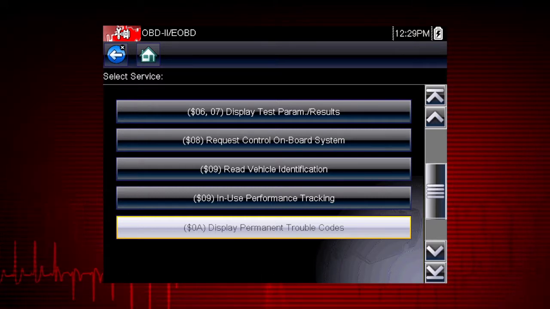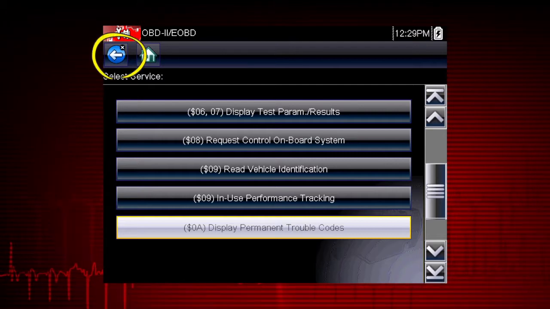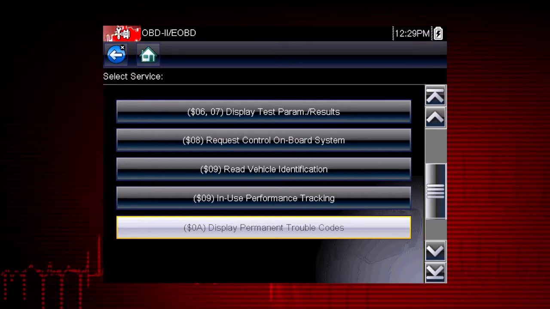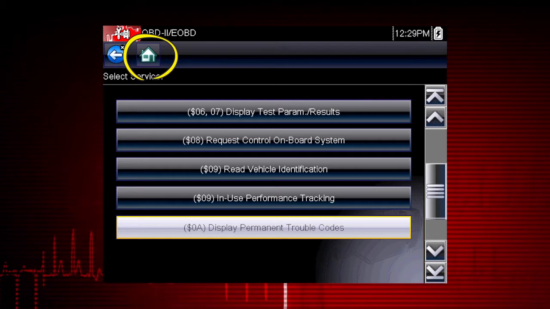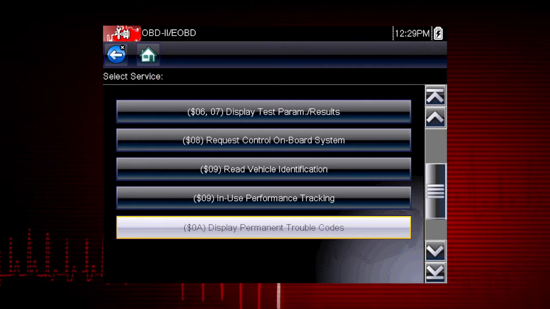Remember, for easy navigation, you can use the back icon at any time to step back one screen and the home icon as a shortcut to the main menu.